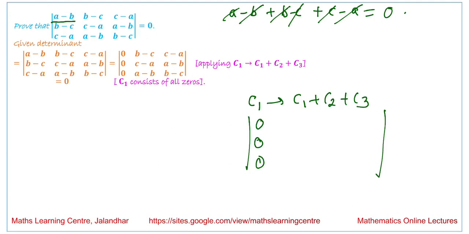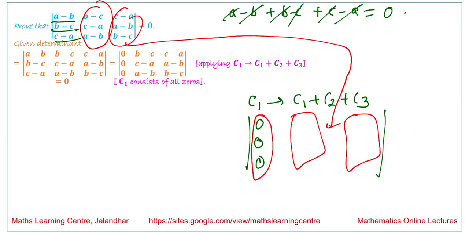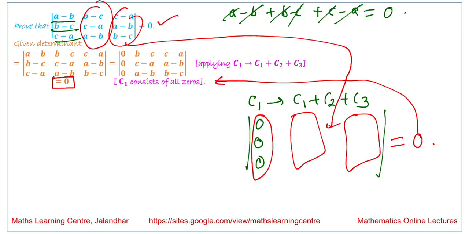This first column in all these three cases will become 0. These two columns will remain as they are. But we know that if one column of the determinant is 0, then the answer we obtain is 0. So finally we obtain that the determinant of this matrix is 0.